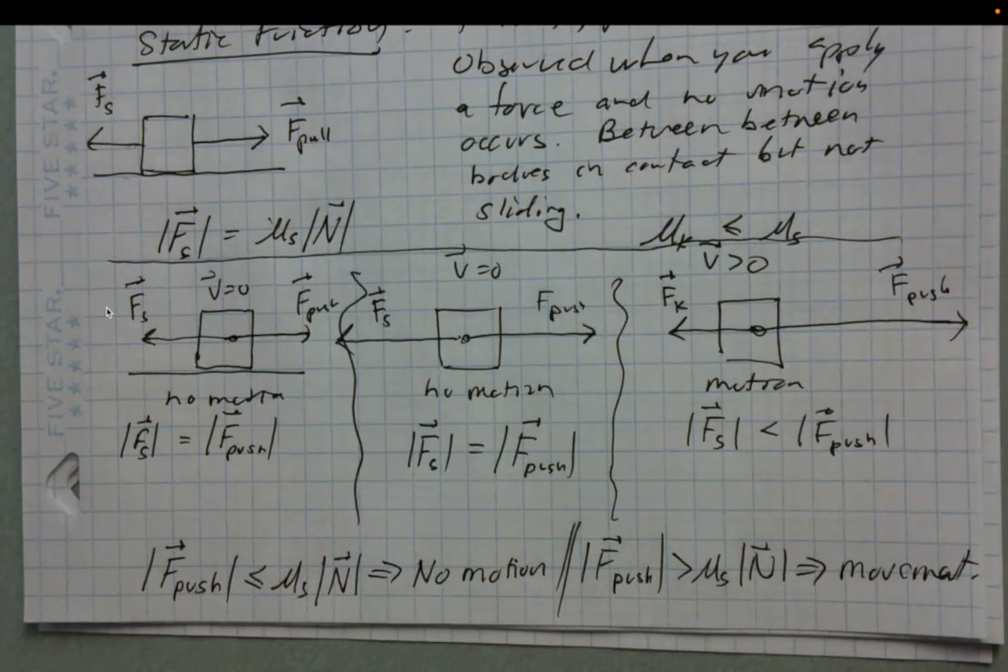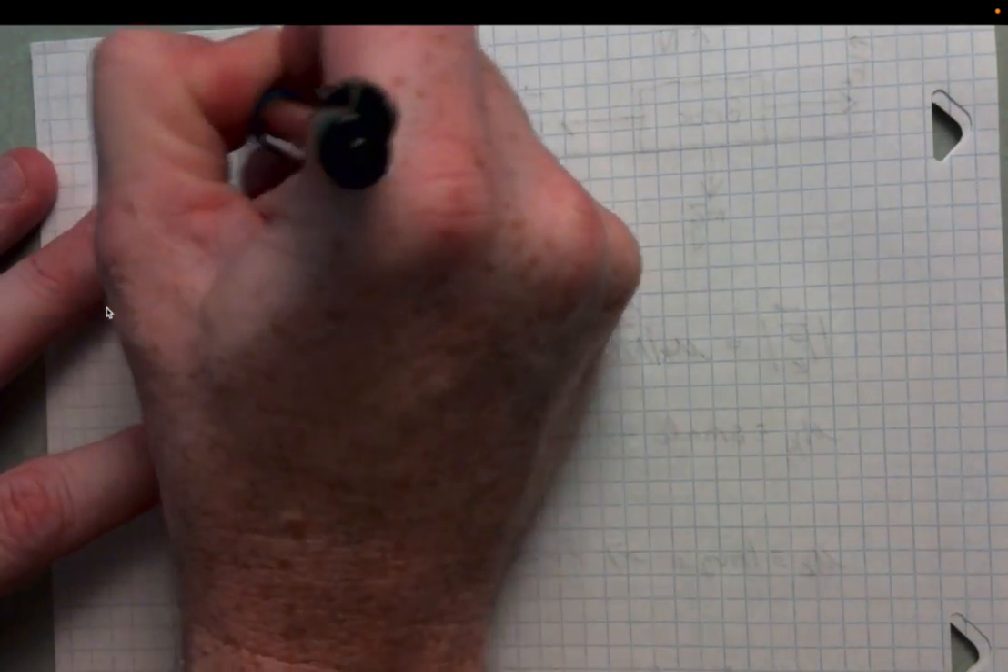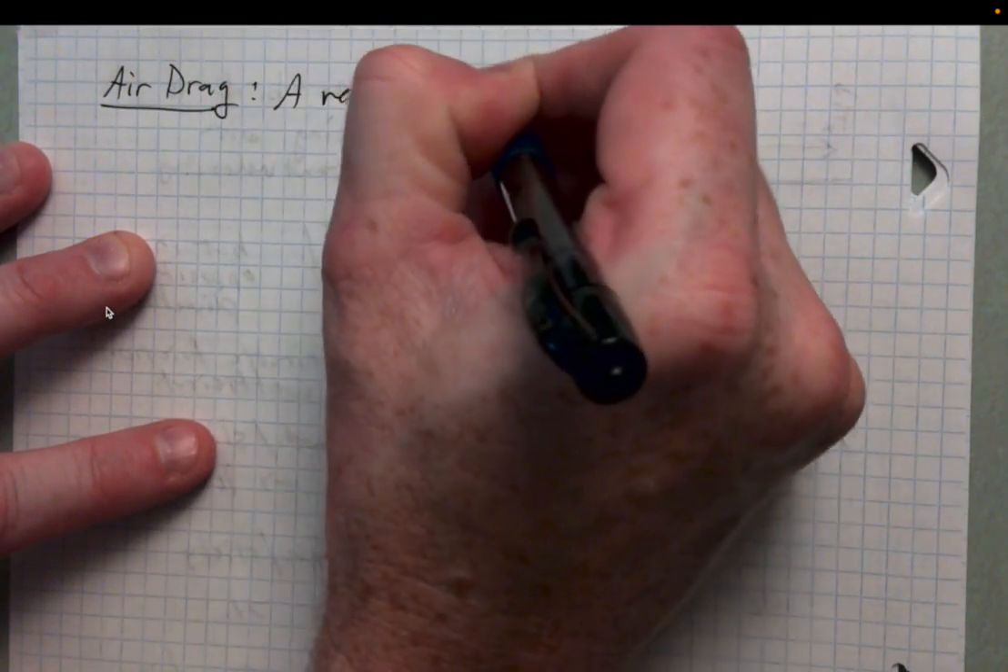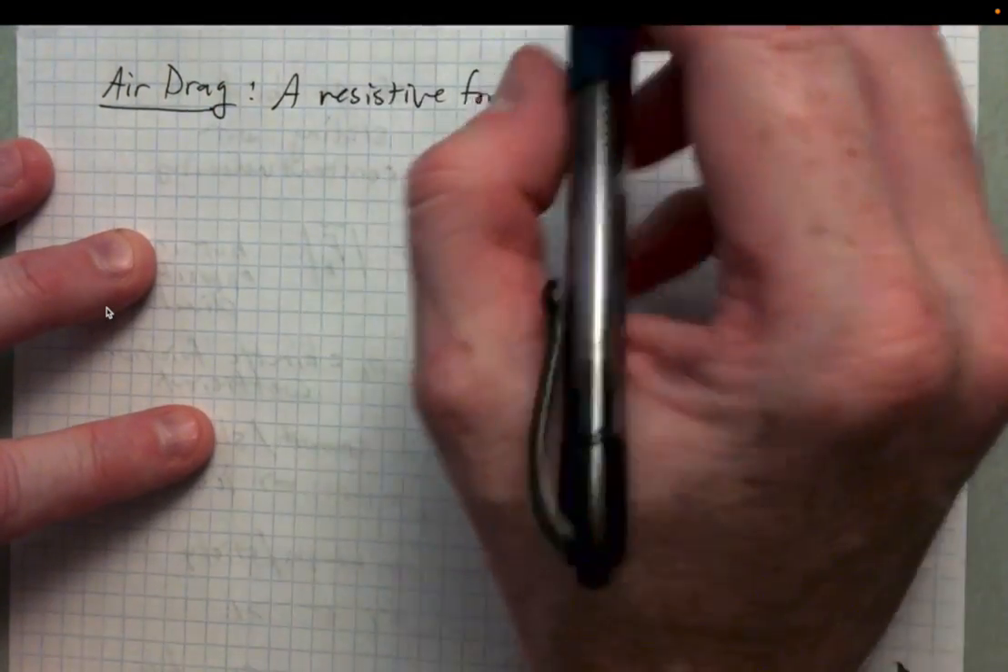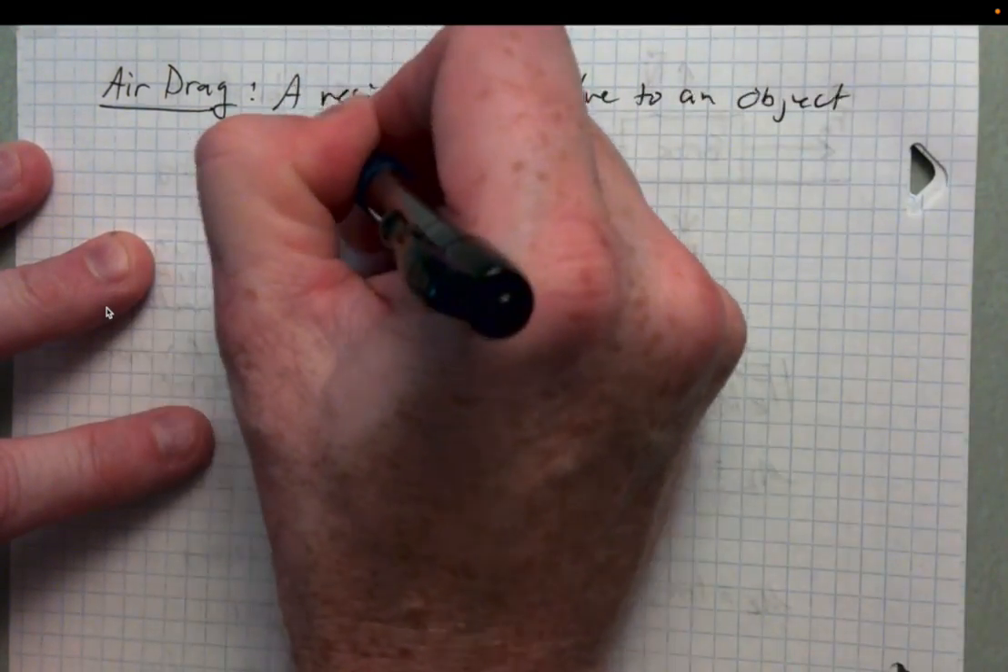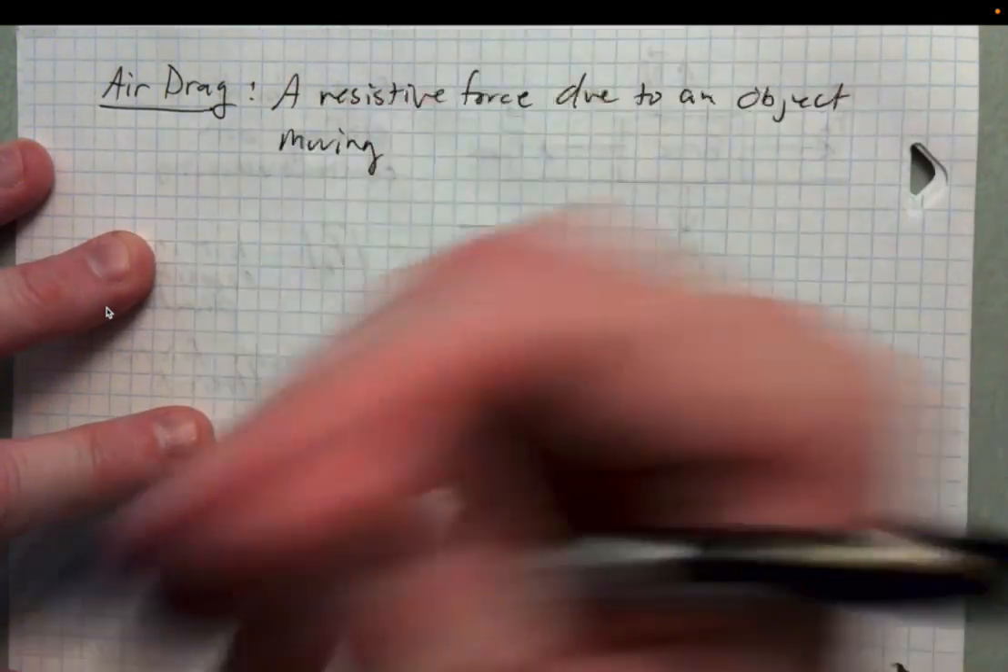All right, very good. A couple more. We're running around and taking a tour of all the different forces. So the next one up is something called air drag, which we won't talk about a lot, just a little bit. Air drag, also known as air resistance, is what we would call a resistive force. It's a resistive force due to an object moving through and dispersing air.